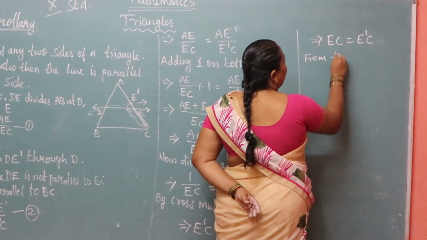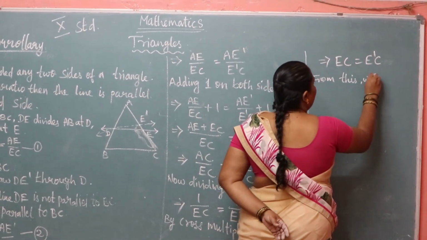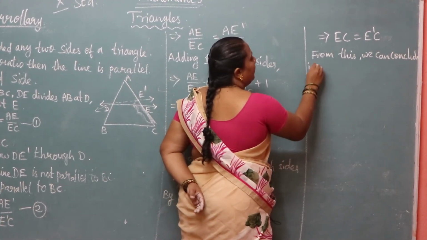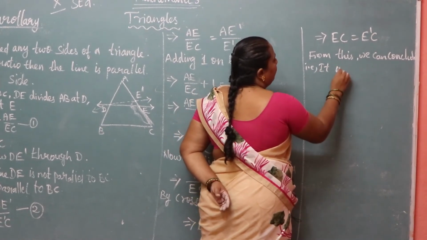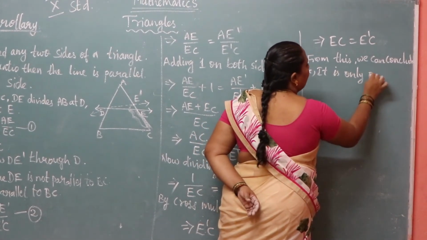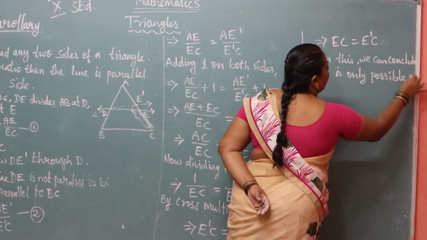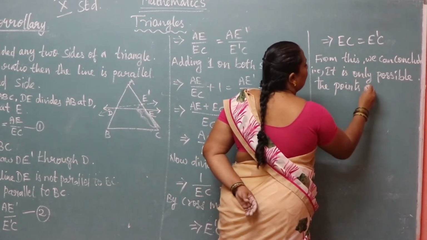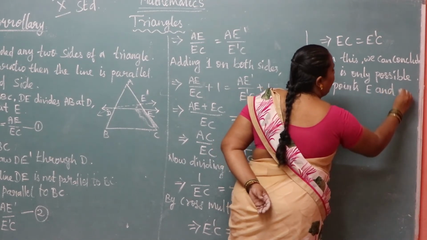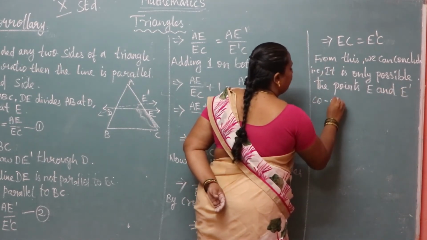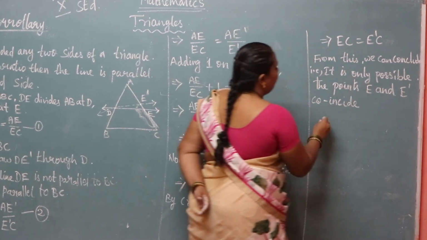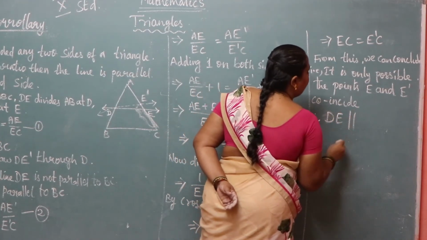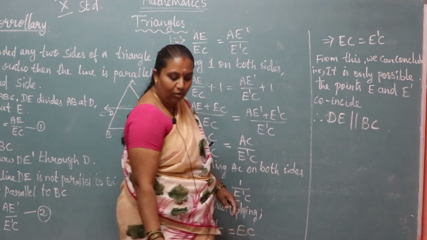Okay, see, from this we can conclude that it is only possible if the points E and E dash coincide. Therefore we can say DE is parallel to BC. DE is parallel to BC.